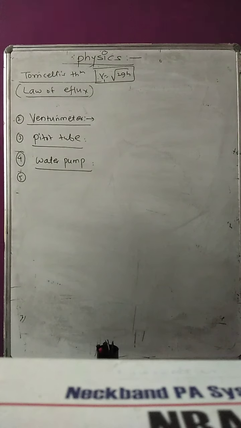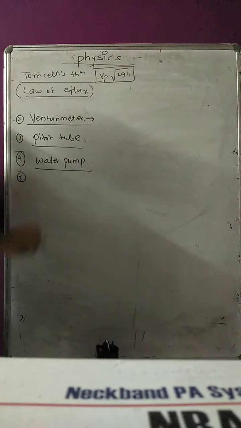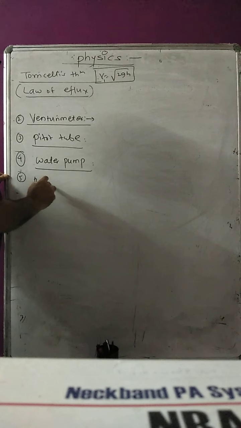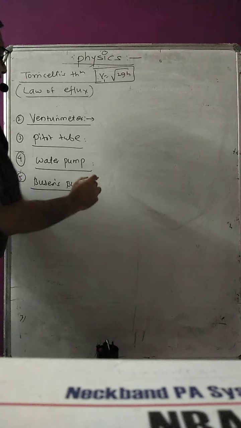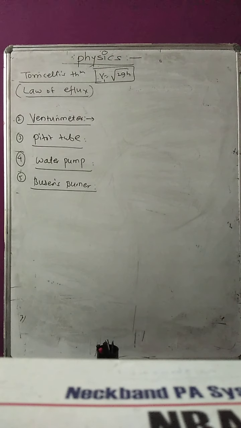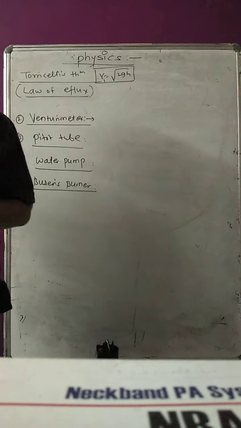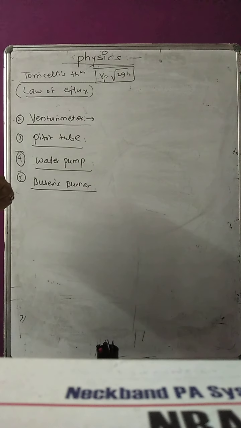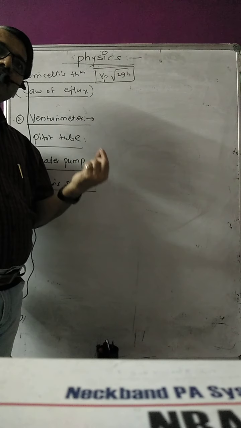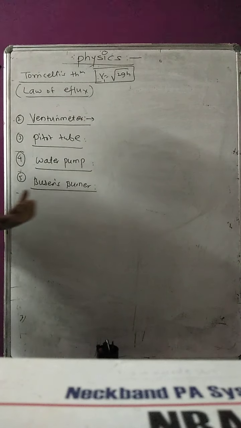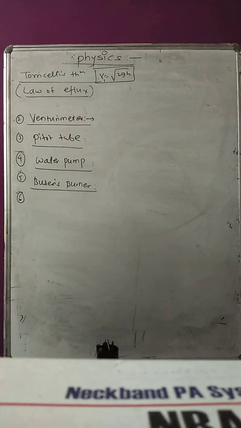The fifth application that we want to learn is the Bunsen burner. You have learned about the Bunsen burner. What is a Bunsen burner? It is also based on Bernoulli's principle. The flame which we can see at the top of the burner is because of Bernoulli's principle. And last but not the least, the air purifier.